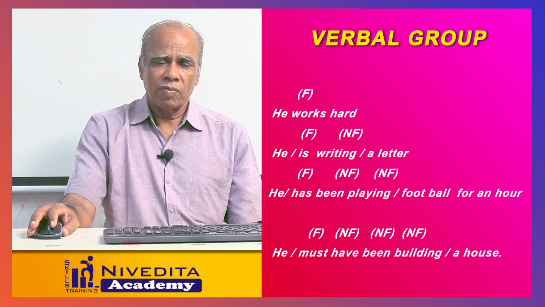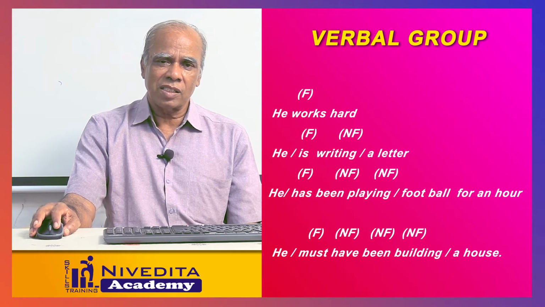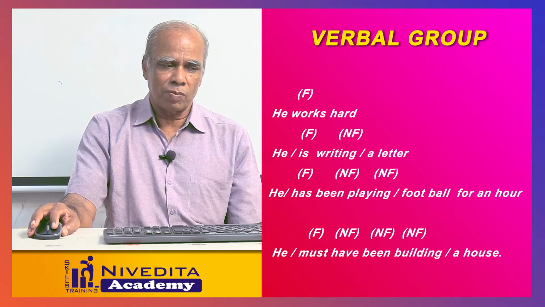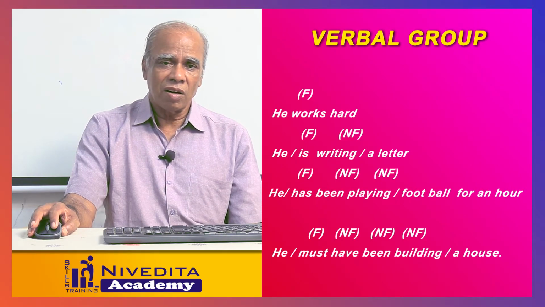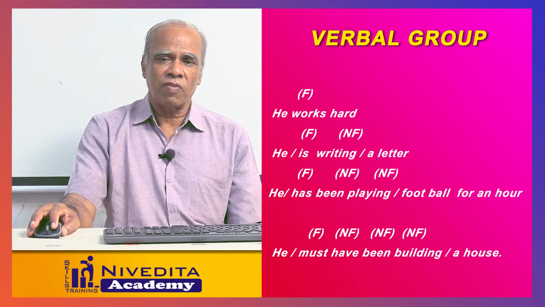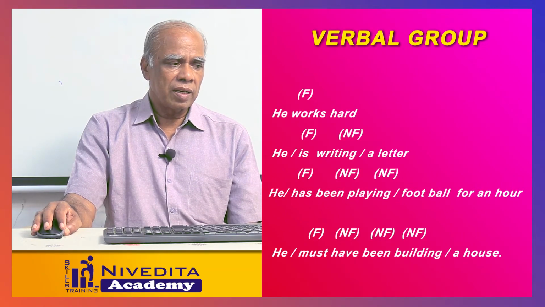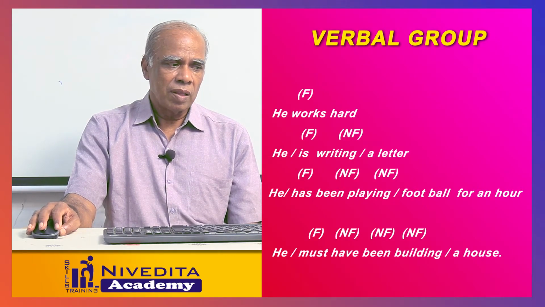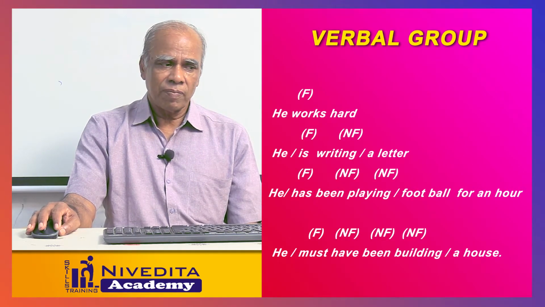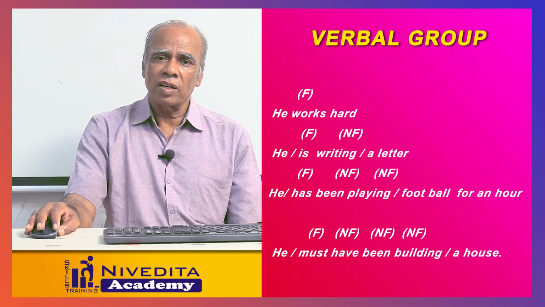So, for example, let us say: he works hard. Here works is a finite verb. It is only one verb. Suppose you take does: does is an auxiliary verb and a finite verb, and work is the main verb. And in he is writing a letter, is is a finite verb, and writing is a non-finite verb. And in he has been playing football, has is a finite verb, been is non-finite, and playing is also non-finite.